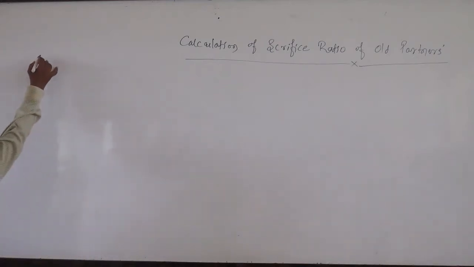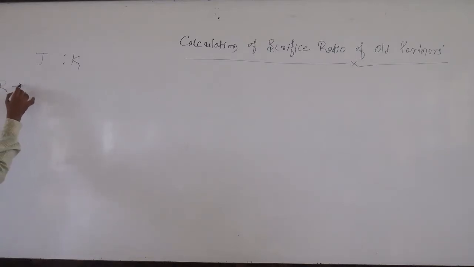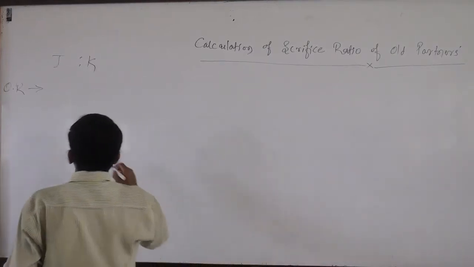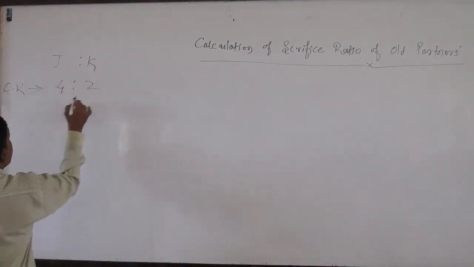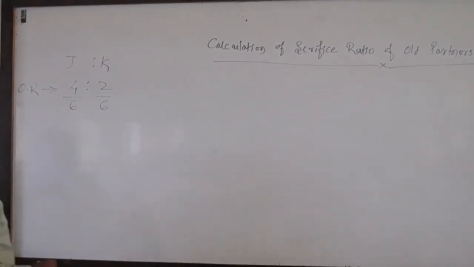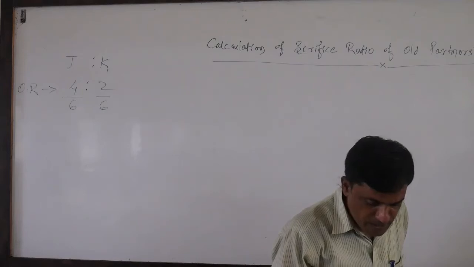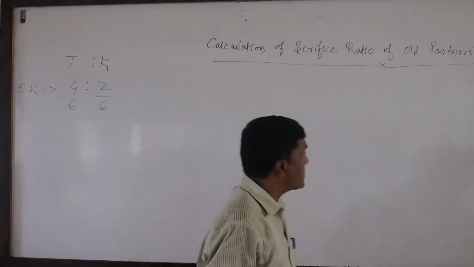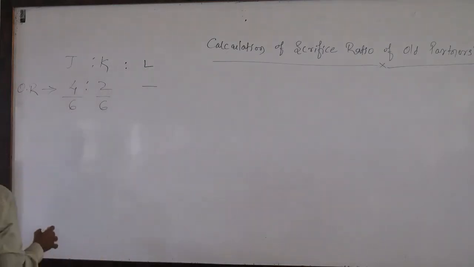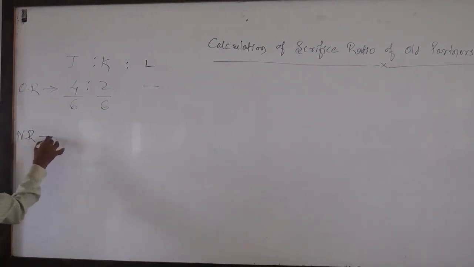So there are two partners, namely J and K. Their old ratio is 4:2. Look here: 4:2 means 4 by 6, 2 by 6. Then they admit L into the partnership. The new partner name is L.